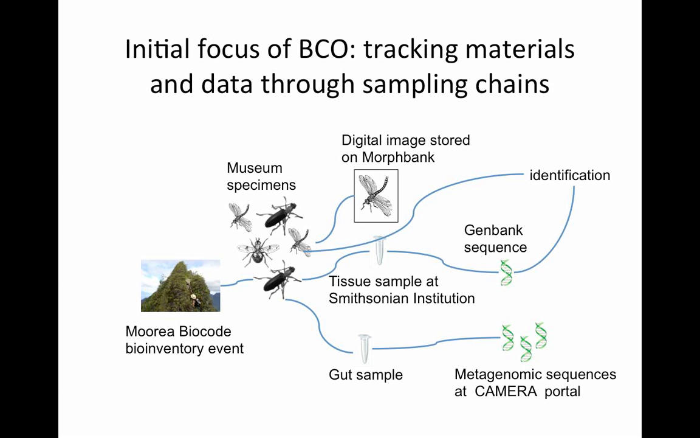So you can imagine over the course of several years, various insect specimens are collected. Some of them are submitted to museums. Some insects are just photographed without the collection of a sample. And from those specimens, there may be a morphological identification based on a key. For other specimens, tissue samples are taken. Those would be sent out for sequencing, the sequence stored in GenBank, and then that sequence could be used as a barcode to identify the specimens as well. For other insects, gut samples might be taken, and DNA extracted from those gut samples and a metagenomic sequence generated, which would be stored at yet another repository like the CAMERA portal.